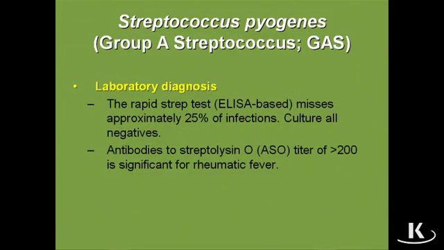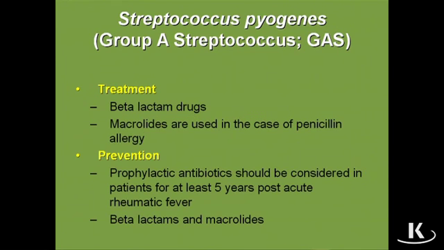I said we'd talk a little bit about streptolysin O, and the reason is because it can be used in the diagnosis of rheumatic fever, where you have antibodies to streptolysin O at a titer of greater than 1 in 200. That's going to be significant for rheumatic fever. Now, treatment is actually very simple for group A strep. First line of therapy is the beta-lactam, so we're going with penicillin. That's your first drug of choice. In cases of allergies, we're going to go probably with the macrolide.